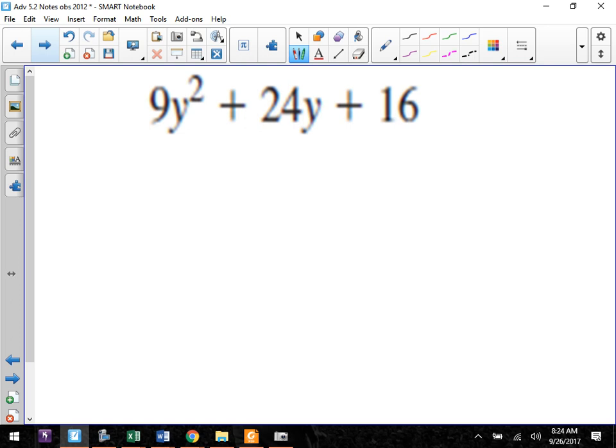It actually works out real clean real fast, doesn't it? What times what is 144 that you add together to get 24? 12 and 12. So this splits out to be a 9x squared plus.